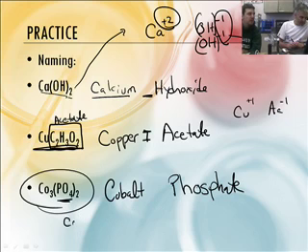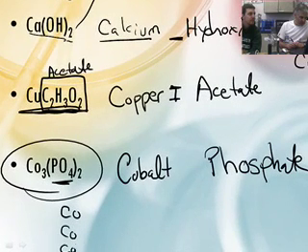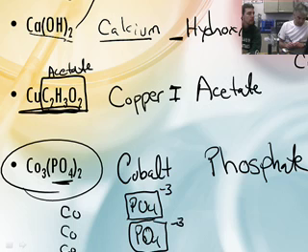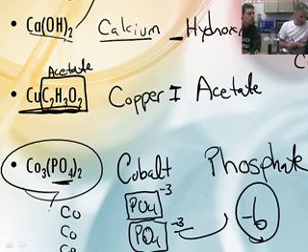So we got Co, Co, Co, and then we got PO4. Sometimes I think it's good to put a little box around it. And then PO4, put a little box around it. And each of these has a charge of -3, which we just looked up on our table a minute ago. And so -3 plus -3 adds up to -6. So the charge of these 3 combined must be +6, because it always adds up to 0.